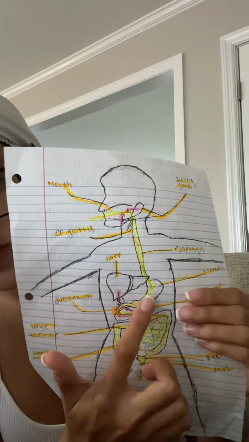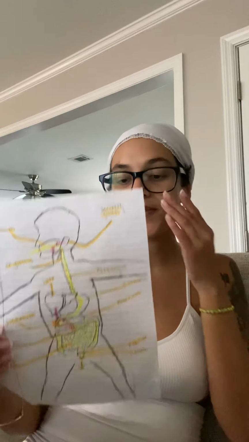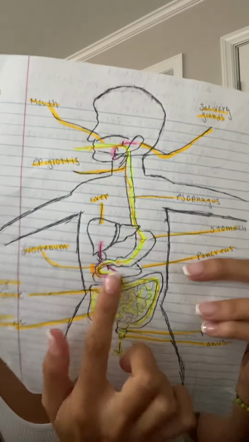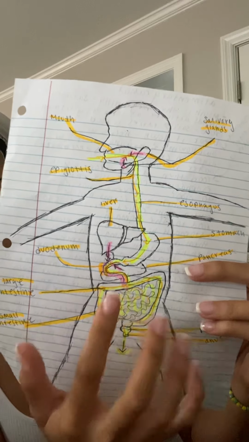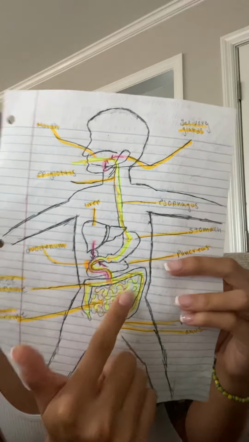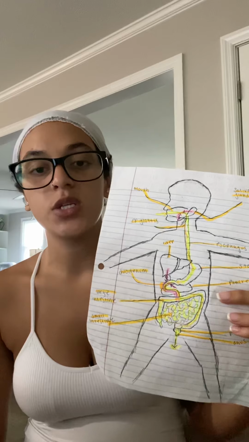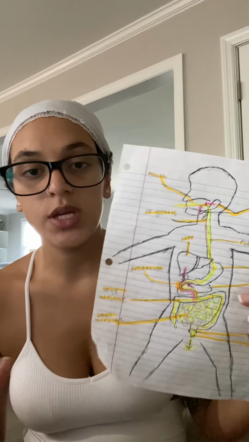Once food moves from the stomach into the small intestine, which is made up of three parts: the duodenum, the jejunum, and the ileum. The jejunum is mostly responsible for breaking down foods and substances. The jejunum and the ileum, which should be somewhere in here, are further responsible for the absorption of nutrients and sending those nutrients to the bloodstream.